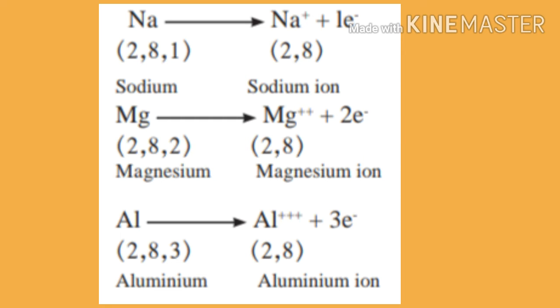Next, aluminium. This metal has configuration 2, 8, 3. Means to complete the octet, aluminium loses how many electrons? 3 electrons. And then it becomes aluminium cation, that is aluminium ion. Configuration is 2, 8 as it loses how many electrons? 3 electrons.